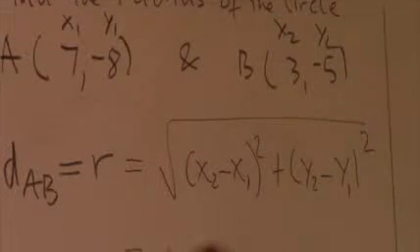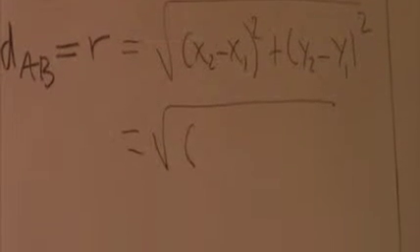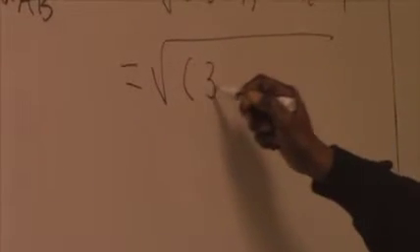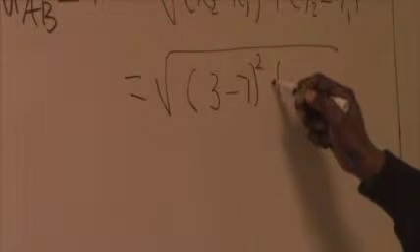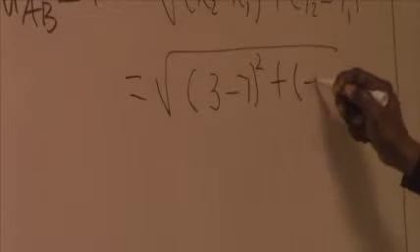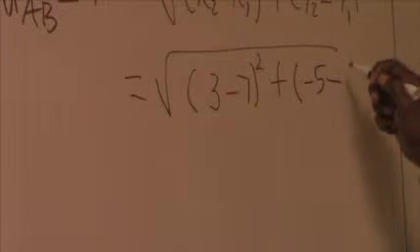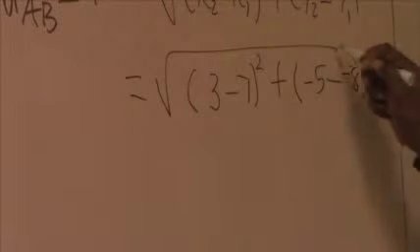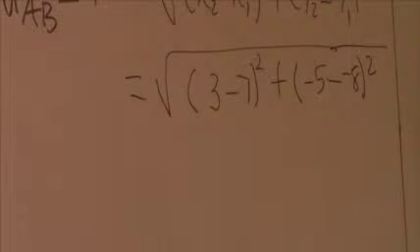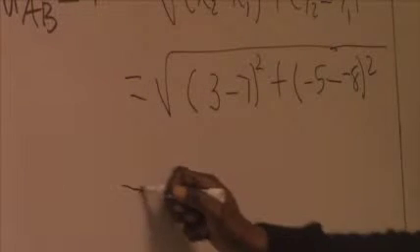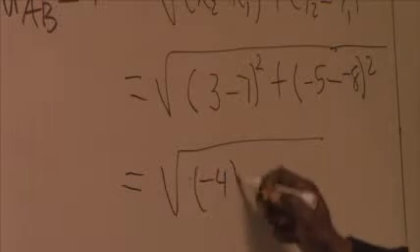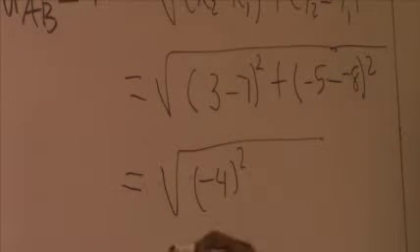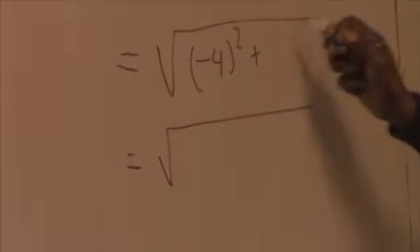So let's do our substitution here. We got our x2 to be what? 3 minus x1 is 7 squared plus y2 is what? -5 minus y1 is -8 squared. Alright, so then 3 minus 7, that's -4. Now be very careful, because when you square -4, if you're using the calculator, you don't put it in the right way, you're going to have it wrong.